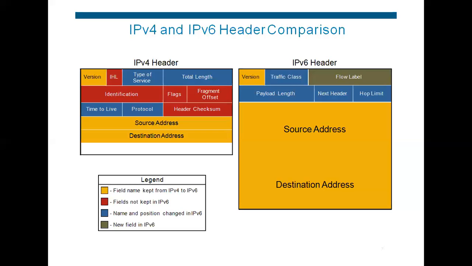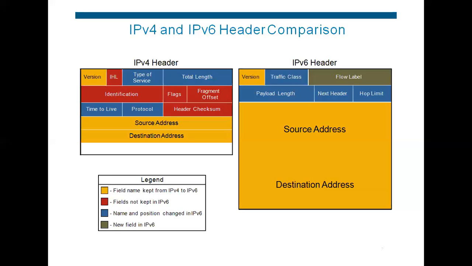Then the red color fields are not kept in IP version 6. Those fields were removed, but they were in IP version 4, like internet header length. Why? Because in IP version 6 the header length is fixed. Here we are not going to vary the header length. That's why the internet header length field is not required in IP version 6.